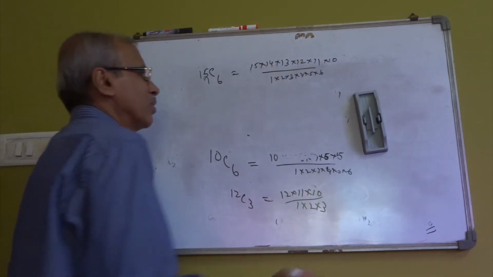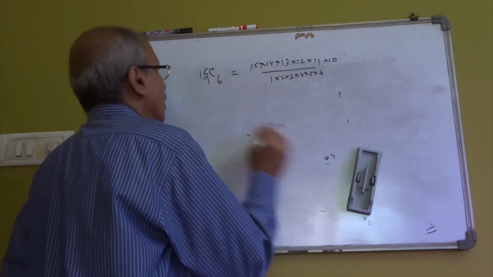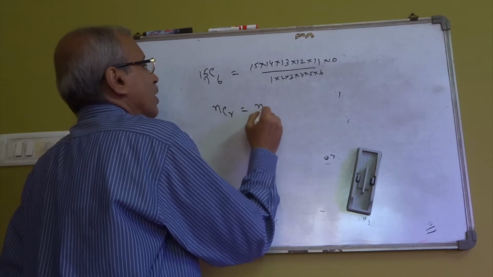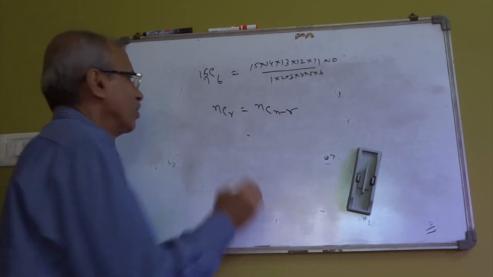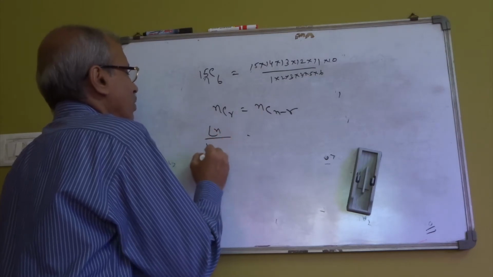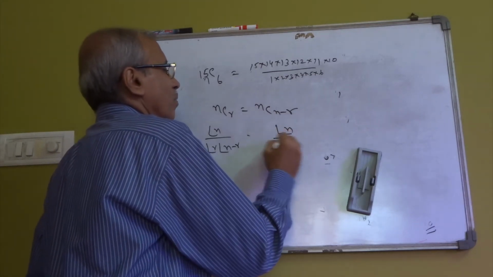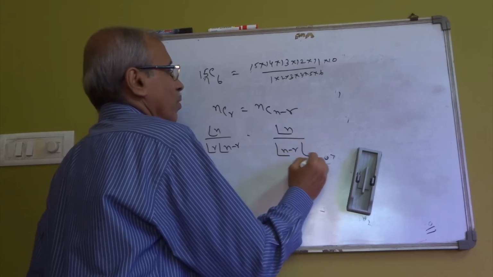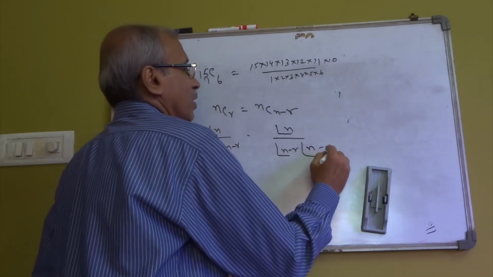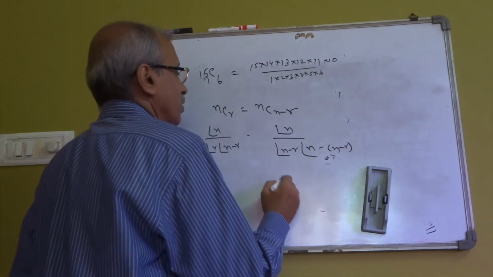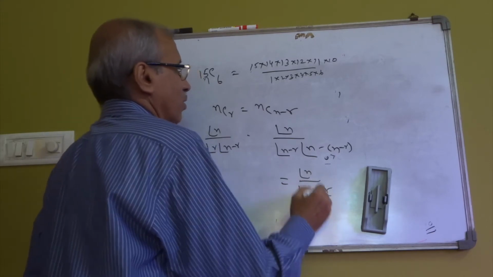Now one more thing, let me just make it known to you. NCR is equal to NC n minus r. This is again very helpful. Now how is it correct? NCR is factorial n by factorial r by factorial n minus r. NC n minus r is factorial n by factorial n minus r, factorial r, since instead of r we have n minus r. This is nothing but the same.